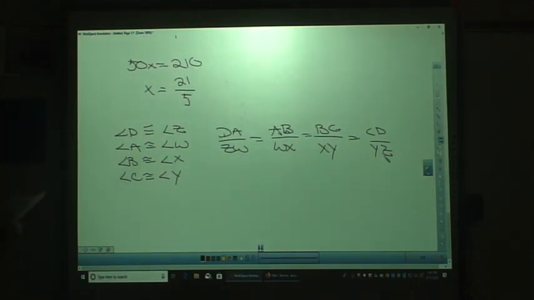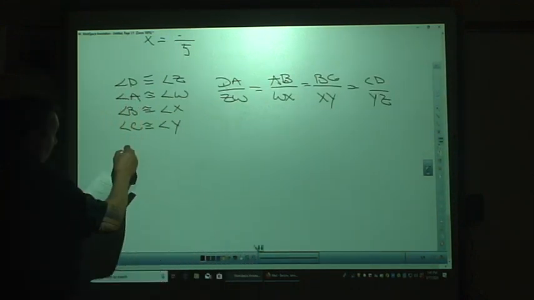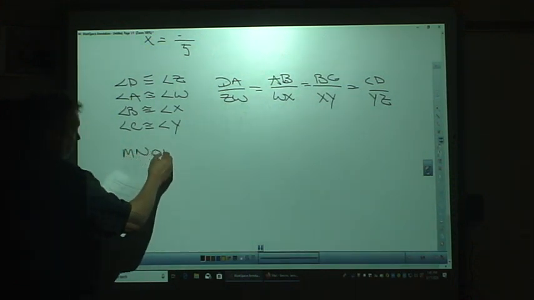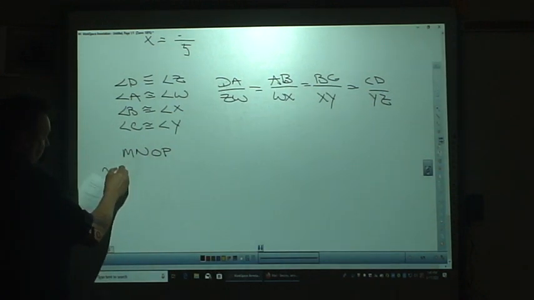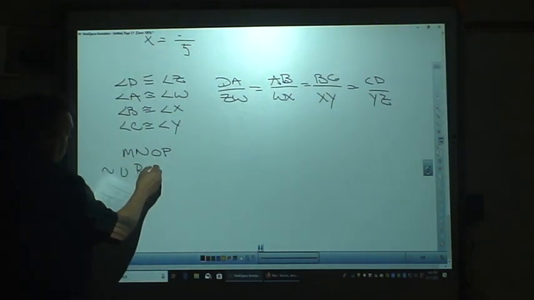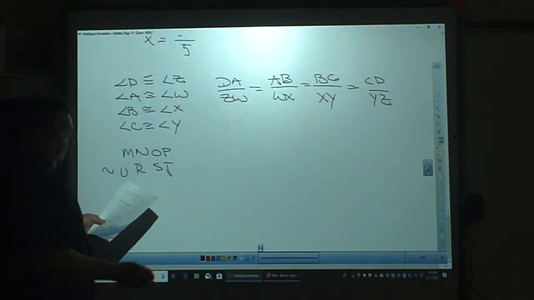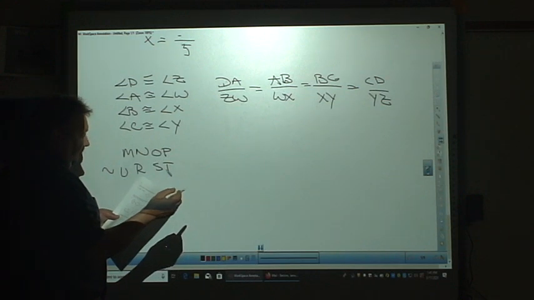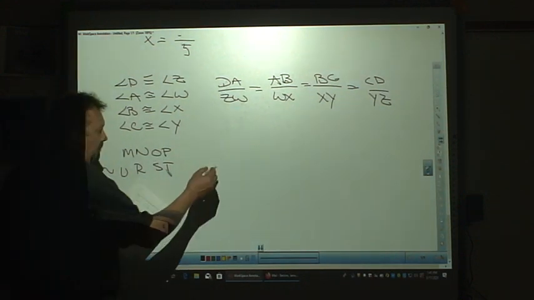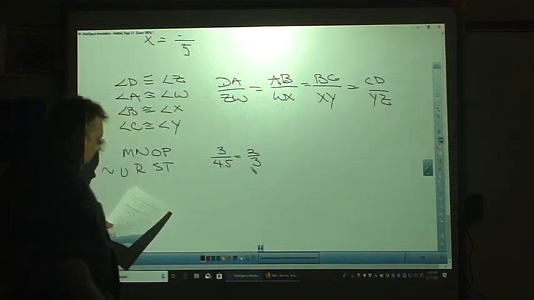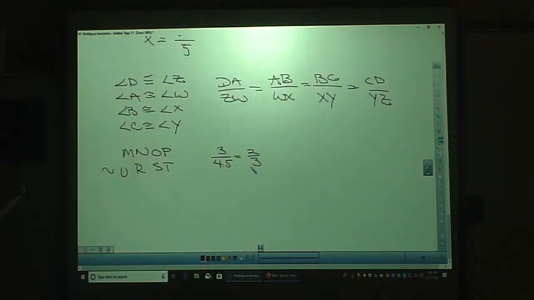For number 14, you're going to check the sides. They all have the same ratio. It's 3 to 4.5. Then you compare angles. I would probably start at the top, and you're going to have M, N, O, P is similar to U, R, S, T. The scale factor would be 3 to 4.5, which would be 2 to 3. We're comparing the first one to the second one.